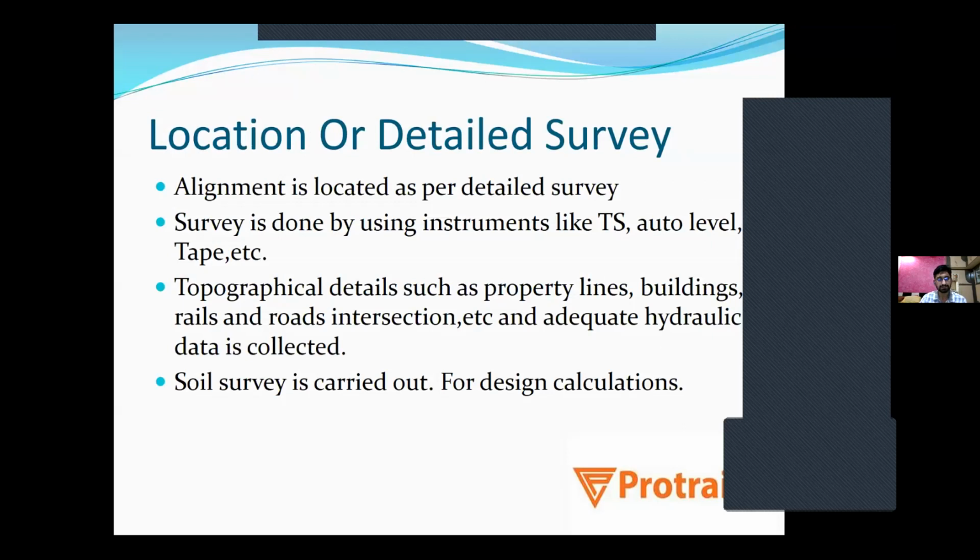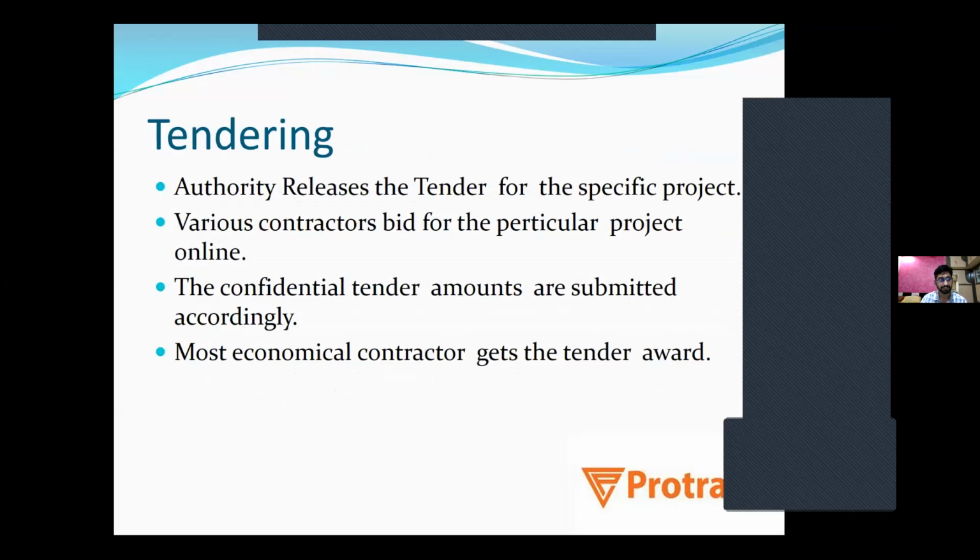So in this way total DPR is made, proper estimates are taken, and after taking estimates, the authority invites the tender. So how is the tendering process done? Authority releases the tender for the specific project. Various contractors bid for that particular project online or offline, and the confidential tender amounts are submitted accordingly.